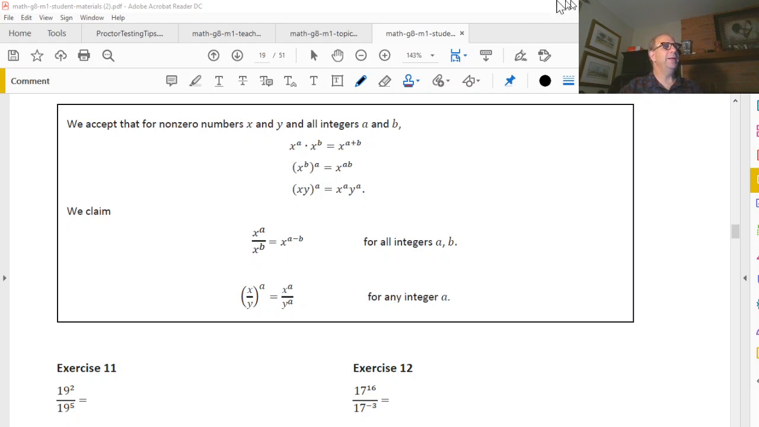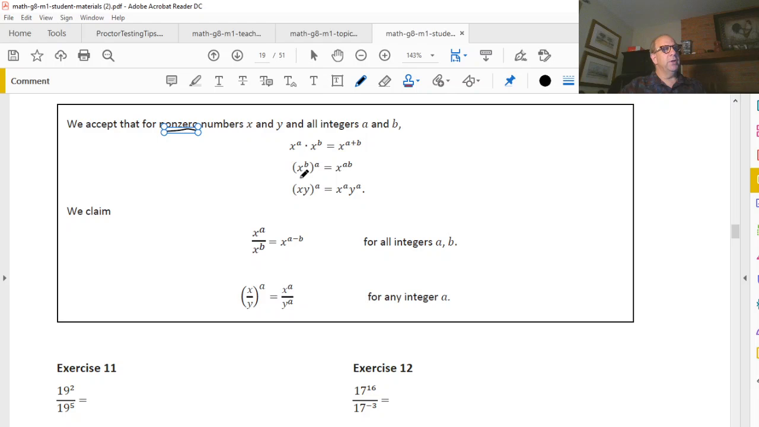So, for any non-zero numbers x and y, and all integers, positive and negative, a and b, these things work. So, x to the a power times x to the b power is x to the a plus b. So, it works whether a and b are positive or negative. This works for all integers, all numbers, as long as they're not zero. Zero is a special case.